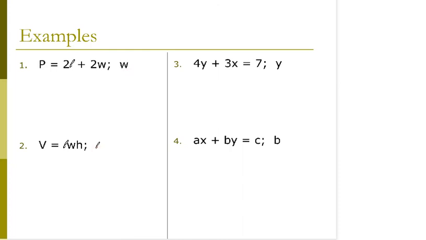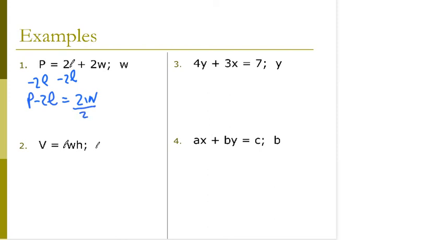So up here where we're trying to solve for w, w is basically our variable. Everything else is a constant that we want to eliminate. So this 2L has to go. So we're going to subtract 2L from both sides of our equation, and we end up with P minus 2L equals 2w. And we have to divide both sides of our equation by 2. Remember, we can either divide by 2 or multiply by 1/2. We'll end up with the same result.